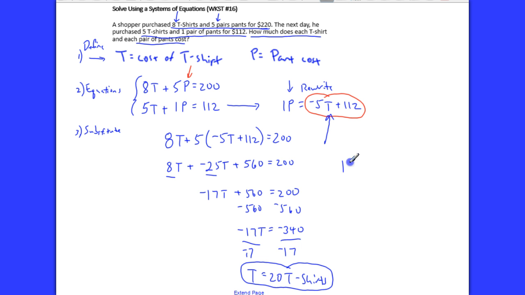So I could go P is equal to -5 times 20, because I already found that a t-shirt is $20, plus 112. All right, let's solve that. Just doing some basic math here. That's -100 plus 112, and a pair of pants is $12. And that's the answer. So I found that one t-shirt costs $20 and one pair of pants costs $12. We could substitute those variables back in there and prove that they're all true. And there we have it. That's an application of a system.